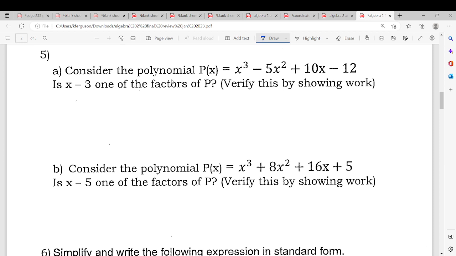The last thing, because there are probably more things that I could do, but the 3 that we worked on, is synthetic division. See if you get a remainder of 0. It'll give you your answer. So consider, is it a factor, and then show. If you say yes or no, you might get half a point, maybe, because yes or no is a 50-50 shot. Verify this by showing work.